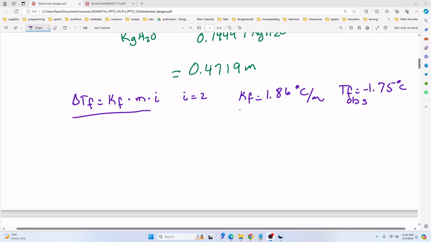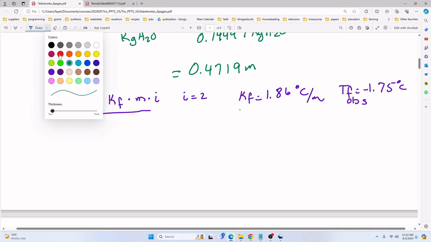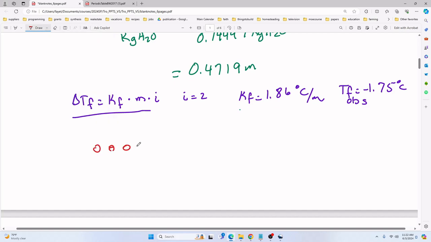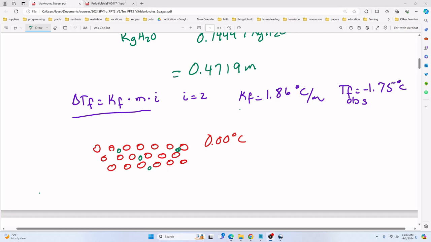Now let's talk a little bit about why this happens before we do the calculation. If we have a network of a crystalline structure, a solid like ice, it has a certain freezing point that you can look up in a book. And for our system, the freezing point of water is 0 degrees C. If you disrupt that crystalline structure with some foreign substance, then you lower the freezing point because you're disrupting the crystalline structure by putting in a foreign substance. And again, this has the effect of lowering the freezing point.